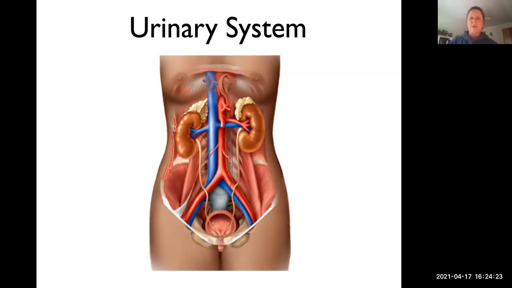But before we get to the filtration, let's take a moment and look at the anatomy. In fact, we're going to have to take lots of moments and look at the anatomy. This is a very anatomy-rich topic. So the urinary system consists of two kidneys, which you see here. You can see the adrenal glands on top. Those are actually not part of the urinary system, but are part of the endocrine system. However, they interact quite a bit.